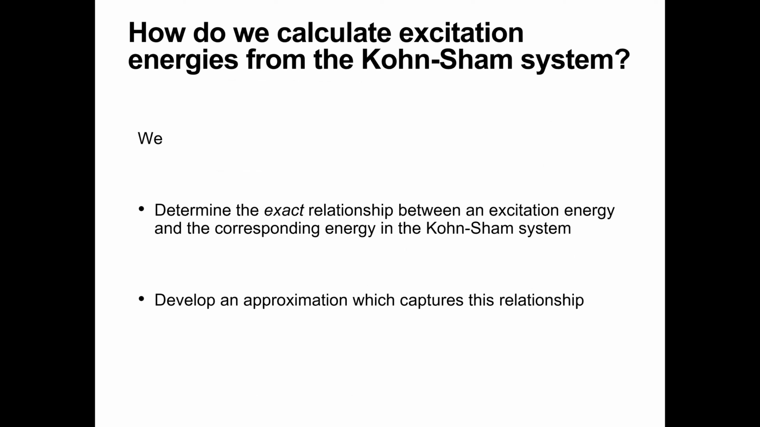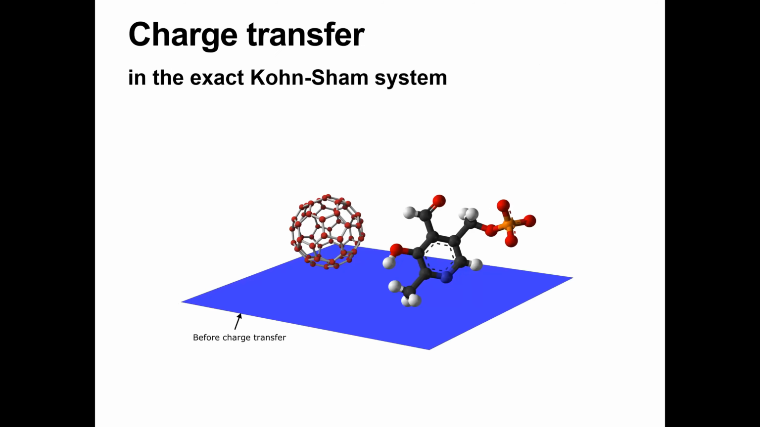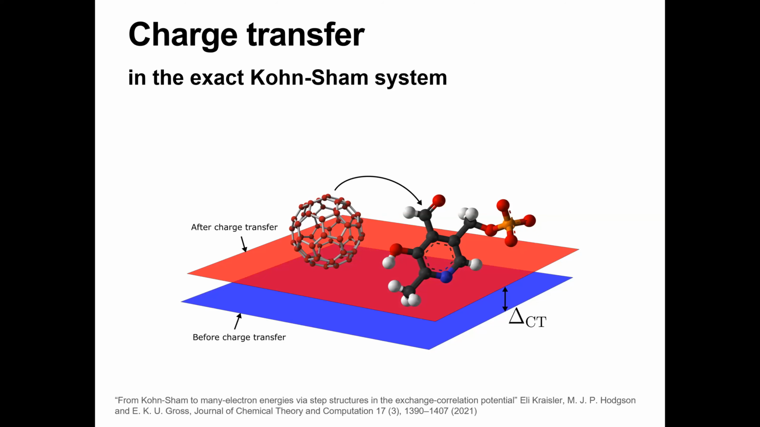So how can we calculate excitation energies from the Kohn-Sham system? Well, first, we have to determine if there is an exact relationship between the excitation energy we want and the corresponding quantity in the Kohn-Sham system. And if there is, we can develop an approximation which captures this relationship. As an example, we might consider charge transfer in the Kohn-Sham system. My colleagues and I demonstrated that regardless of the complexity of the system, if we consider the transfer of charge within the ground state Kohn-Sham system, upon charge transfer, the exact potential discontinuously shifts by a constant, delta CT.